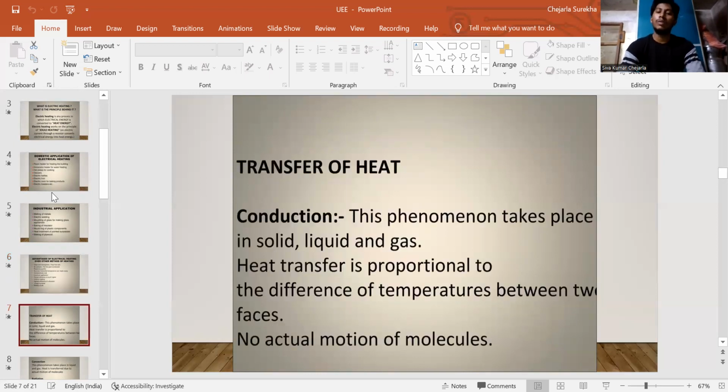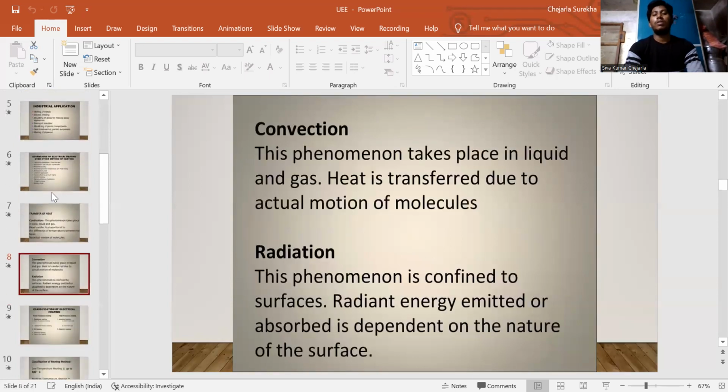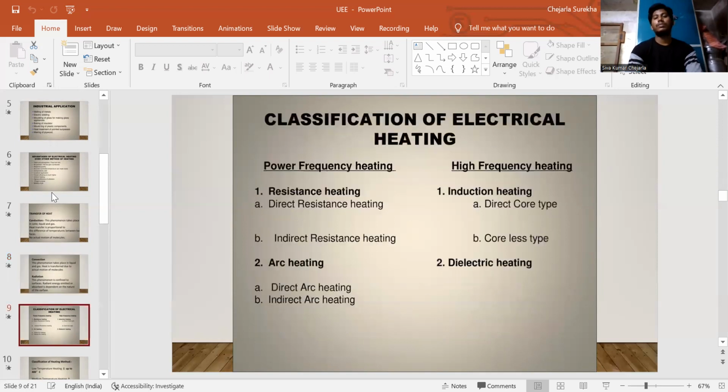Transfer of heat: conduction. The phenomenon takes place in a solid, liquid or gas. Heat transfer is proportional to the difference between the temperatures of the two phases, with no actual motion of molecules. Convection: the phenomenon takes place in a liquid or gas, with heat transfer due to the actual motion of molecules. Radiation: the phenomenon occurs at a surface. Radiant energy emitted or absorbed depends on the nature of the surface.